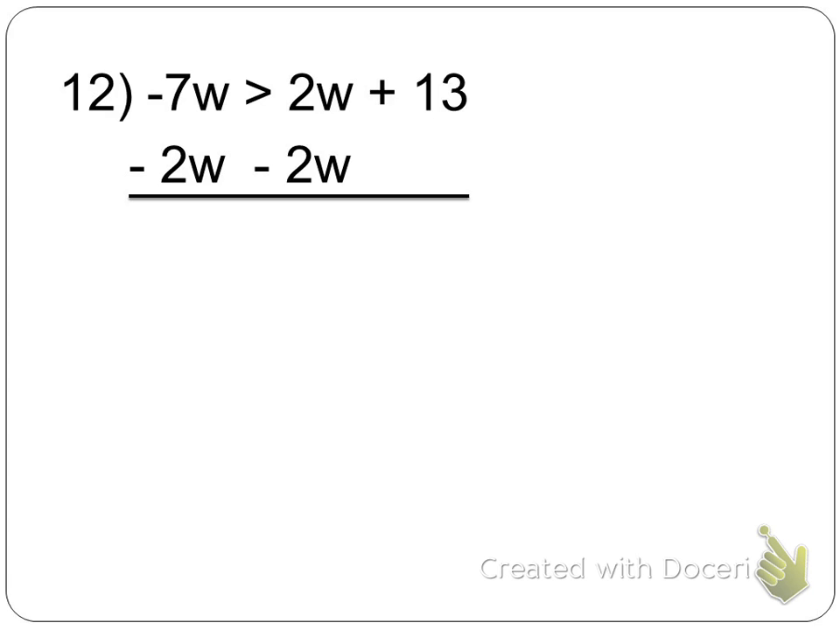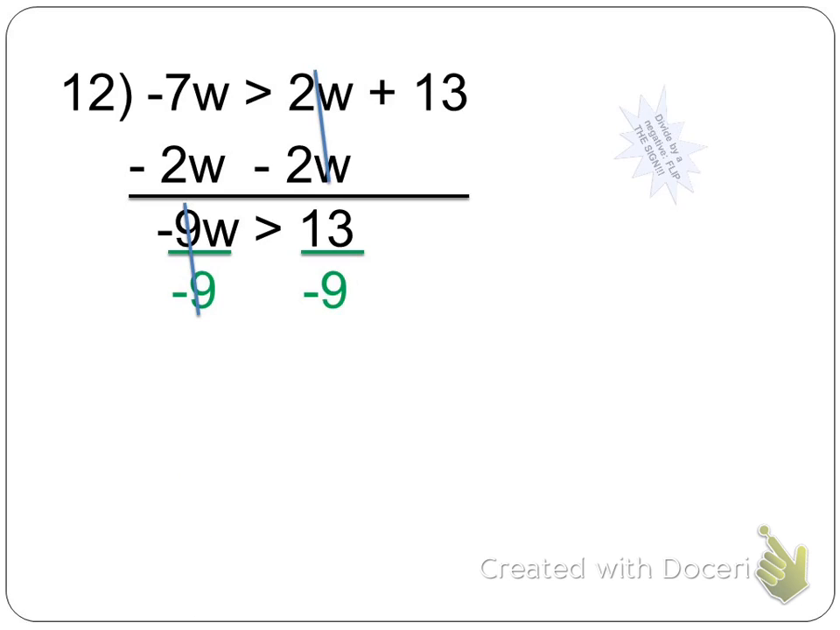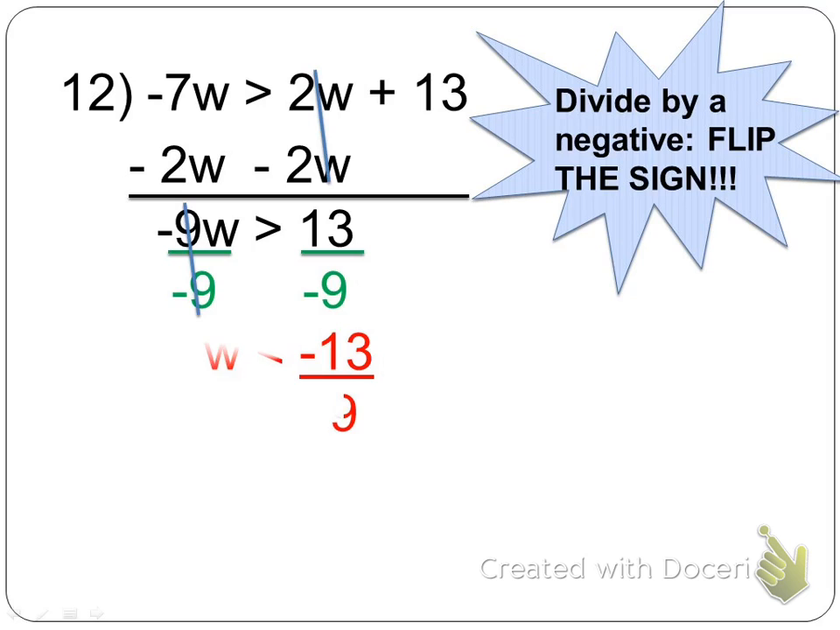So what is negative 7W minus 2W? Negative 9W. And that's going to equal 13. Negative 9W is greater than 13. Now what? Divide both sides by negative 9. What happens when you divide by a negative? You flip it. So now W is less than. And you can't simplify that. You don't need to worry about mixed numbers. Just leave it negative 13 over 9. What are your questions?